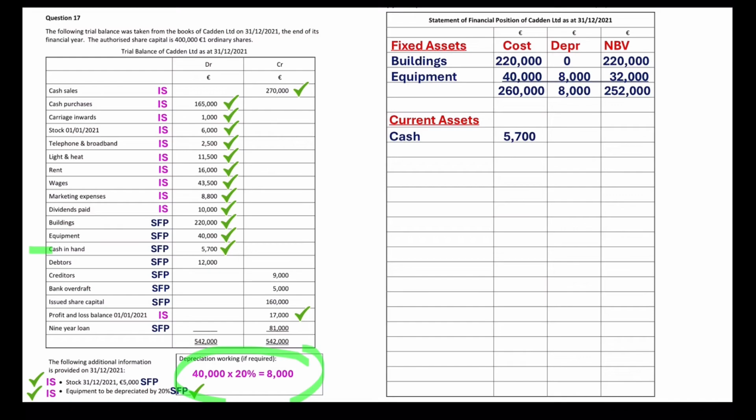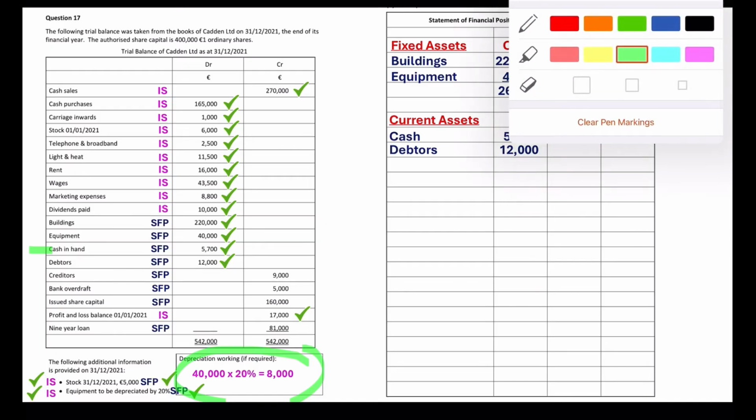So cash 5700. Then we have our debtors. So remember, debtors are people that we sell goods on credit to. So we give them the goods now and then they owe us money later. So they owe us something, that is something that we own. So 12,000 euro then.